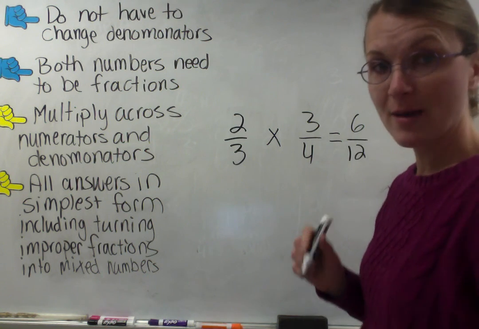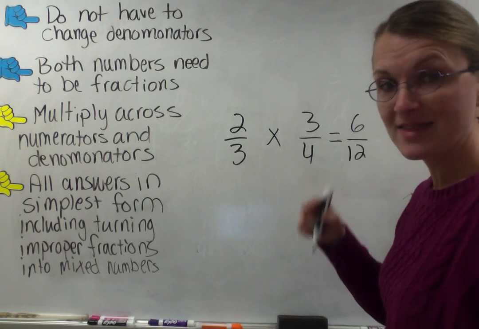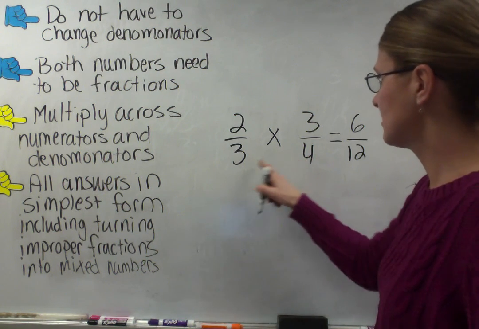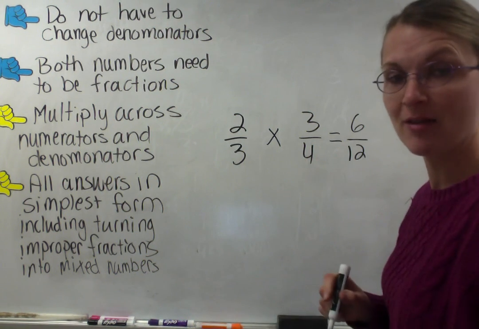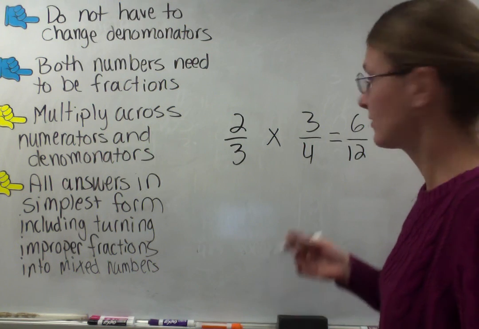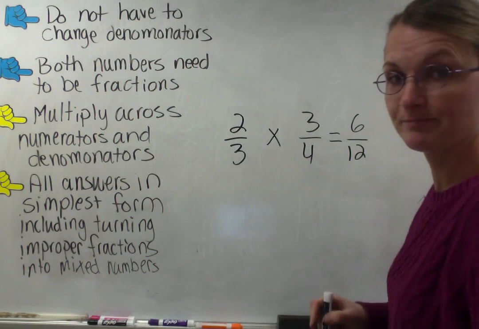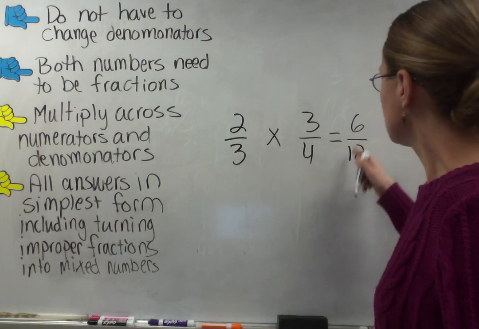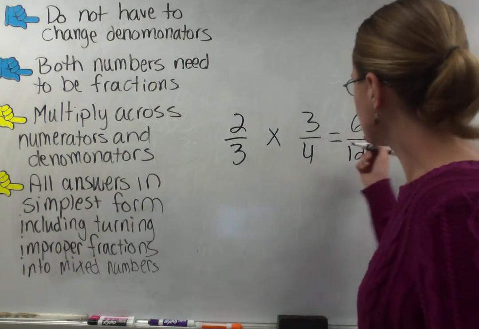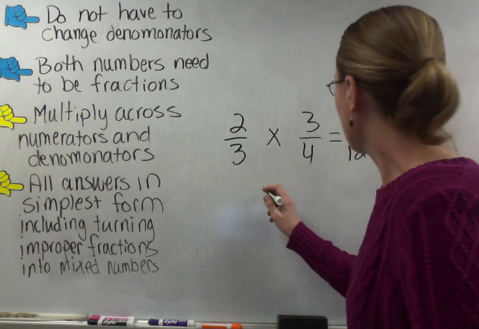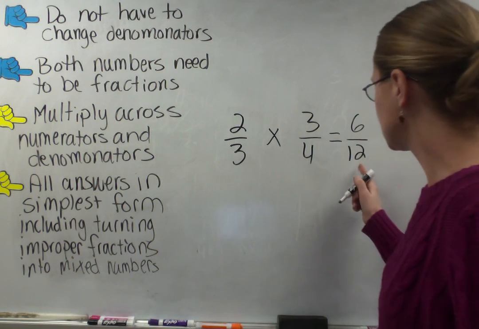So by the way, remember when you multiply by something less than 1, your number is going to go down. Since both of these numbers are less than 1, my answer is going to be smaller than both those numbers. Okay? So 6/12 is actually smaller than 3/4 and 2/3. So 6/12 is my answer. In this case, it's not an improper fraction. I don't have to turn it into a mixed number. All I really have to do is check and see if it's in simplest form.